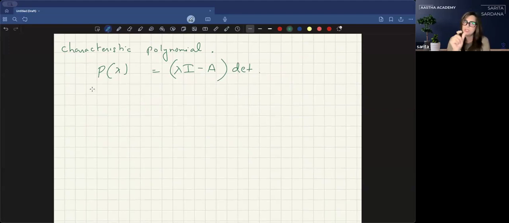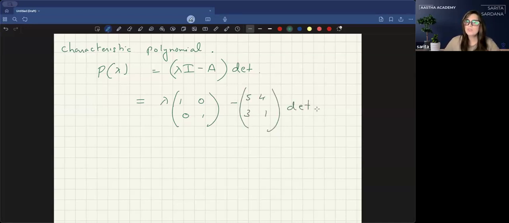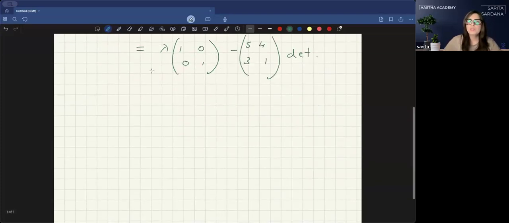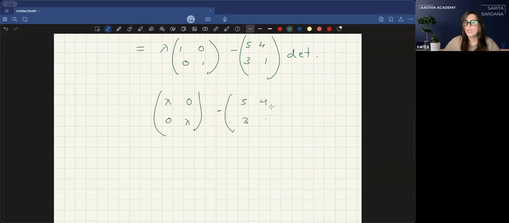So the first thing we need to find, as I said, is this equation: lambda times the identity matrix, which I'm going to put as 1, 0, 0, 1, minus A, which is 5, 4, 3, 1. And then I'll write here that we have to find its determinant. I'm going to multiply lambda into the identity matrix, that's lambda, 0, 0, lambda. And I'll have to put a minus sign again, then 5, 4, 3, and 1. And then again I'll write here that I have to find the determinant of it.